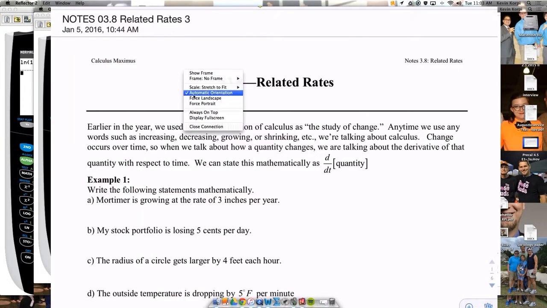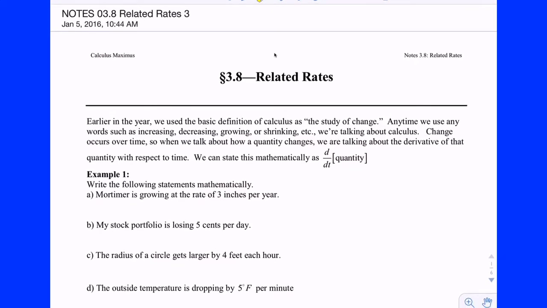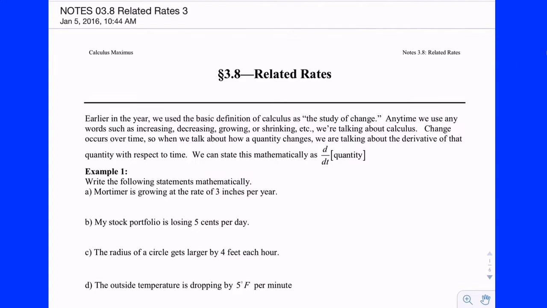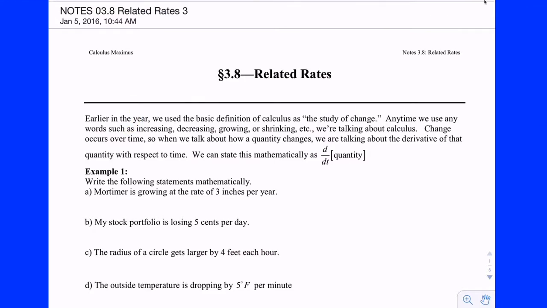All right, here we go. Related rates is our next big application of the derivative. We looked at curve sketching, essentially how f and f prime and f double prime affect the graph. We looked at optimization, and now we're looking at related rates.